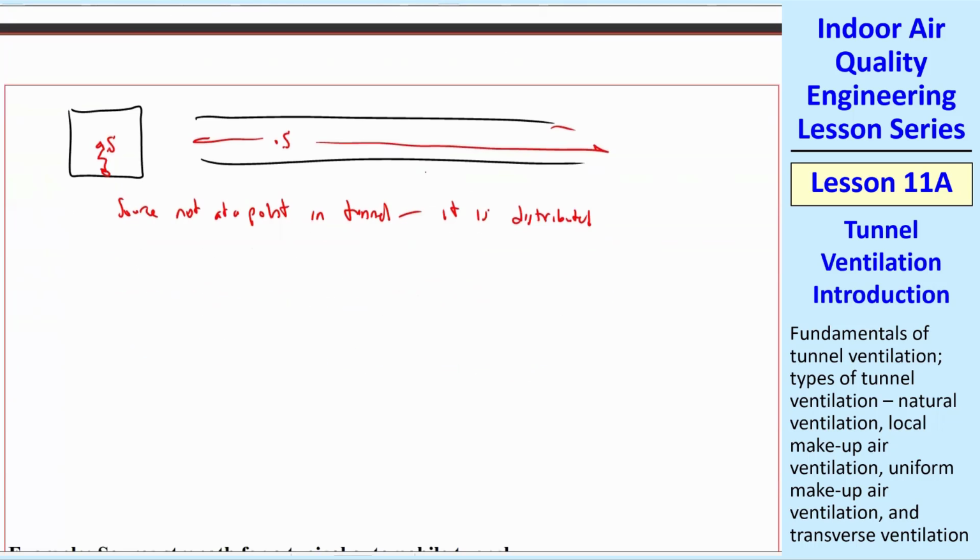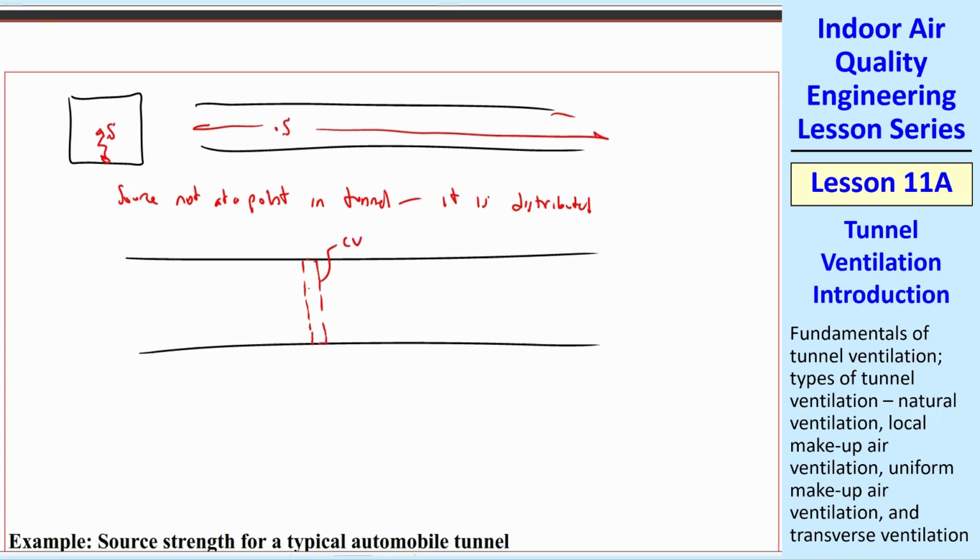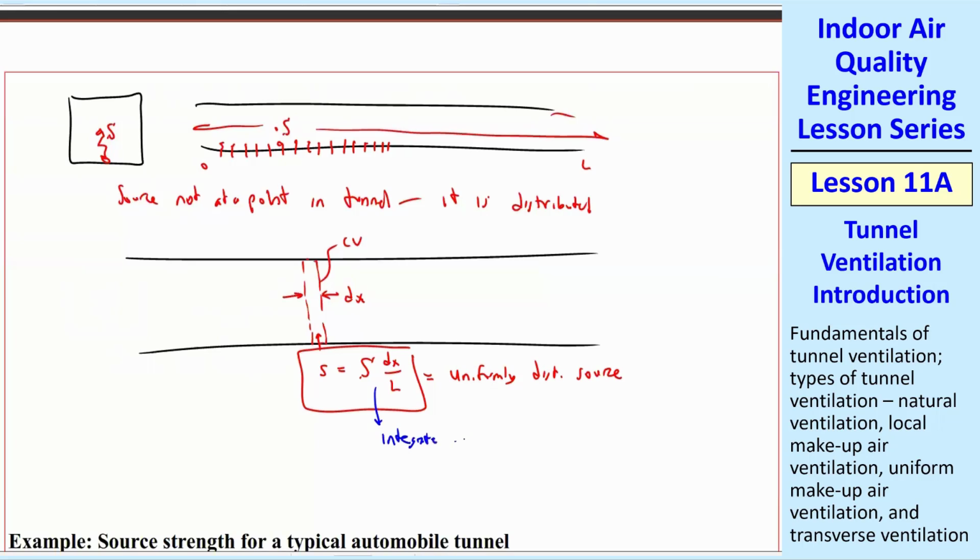Here's how we're going to do that. Let's take a little control volume with some dimension dx. And instead of one source, we imagine a distributed source so that it's just a whole bunch of tiny little sources. And we're going to call that little s, capital S times dx over L. This little s is a uniformly distributed source. If you integrate from x equals 0 to L, this gives you capital S.